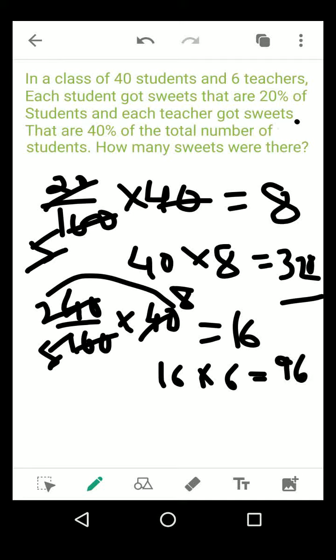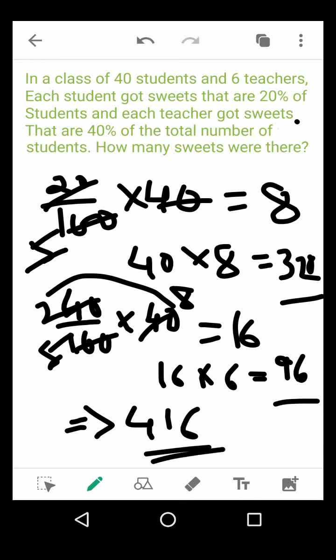So we need to add the total number of sweets distributed among students and the total number of sweets distributed among the teachers, that is 96 plus 320. You will get the answer, that is 416. 416 is our answer.